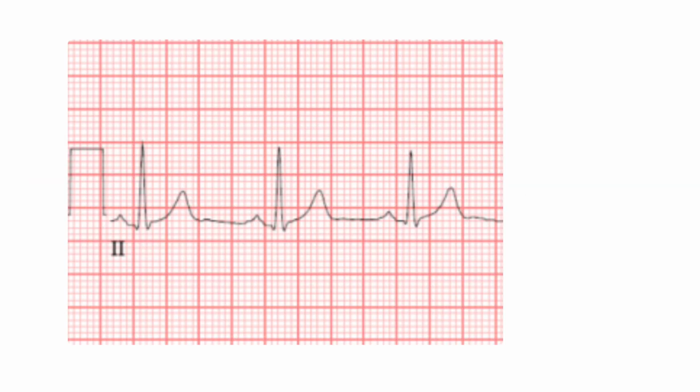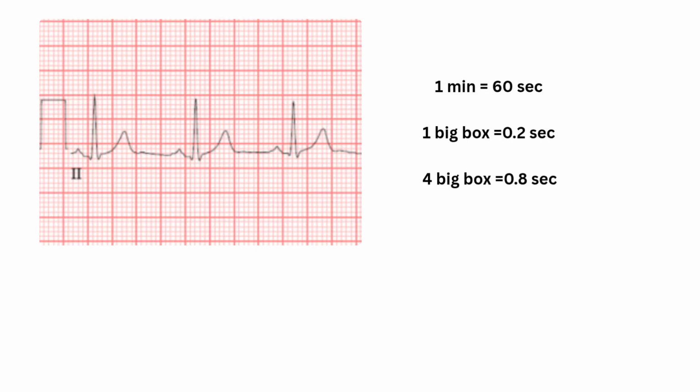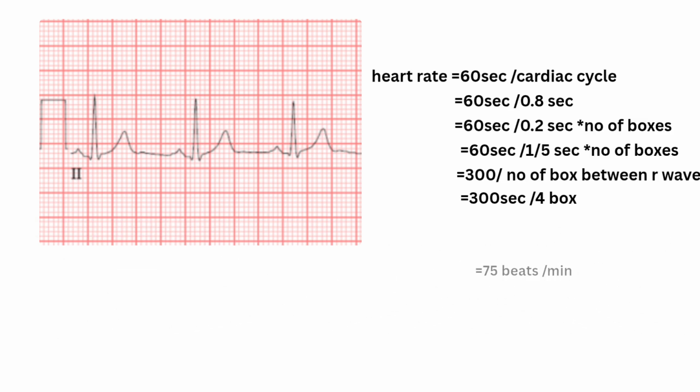Understanding rate and rhythm. Now, we can see the ECG on the screen here. Between two R waves the distance is 4 big boxes. And one big box is 0.2 seconds, so the distance between two R waves will be 0.8 seconds, which is equal to 1 cardiac cycle. Now to get the heart rate we will divide 300 by the number of boxes. In the above scenario we have 4 big boxes between two R waves. So, 300 divided by 4 is 75. That is, the patient's heart rate is 75 beats.